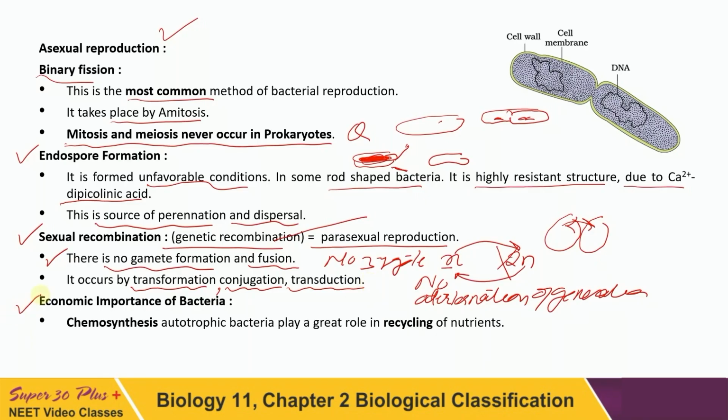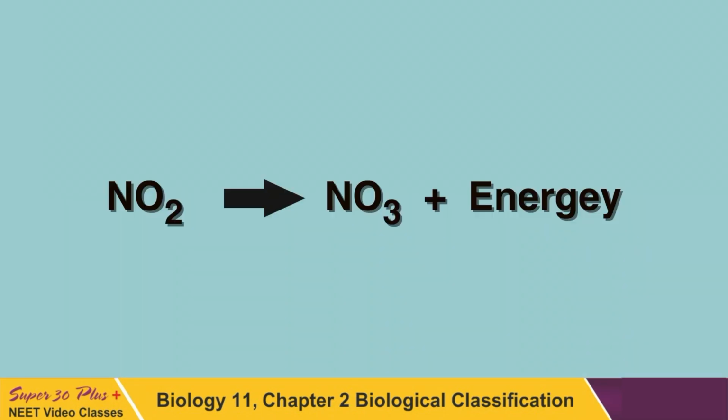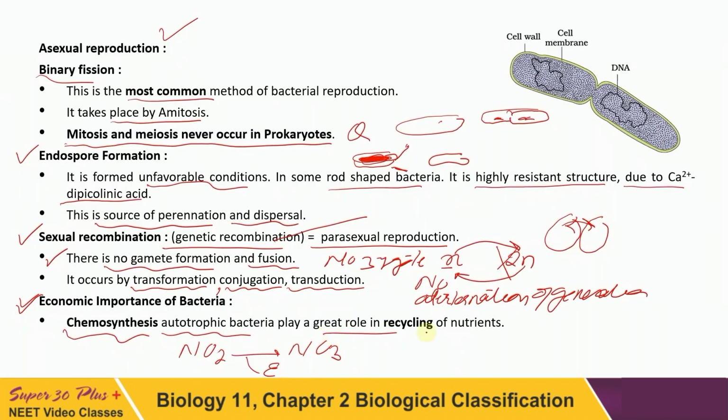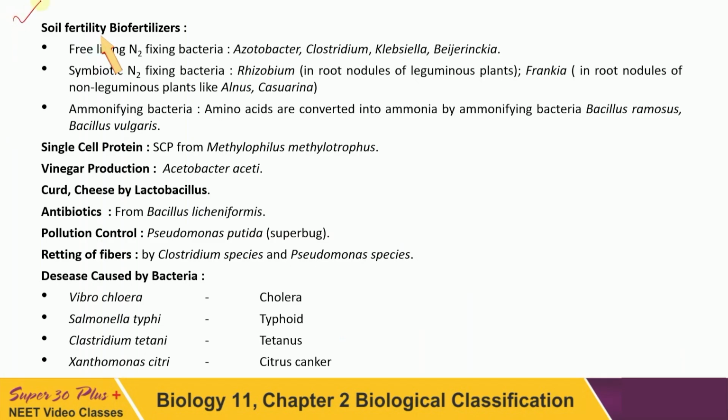Come to the next now, economic importance. Already I have seen chemosynthetic bacteria. These are the autotrophic bacteria that oxidize some things. For example, nitrite is oxidized to nitrate. In doing so, energy is released, and this energy is used for synthesis of food. And they decompose complex or dead material. That's why they have a great role in recycling of nutrients and soil fertility, a very important role.